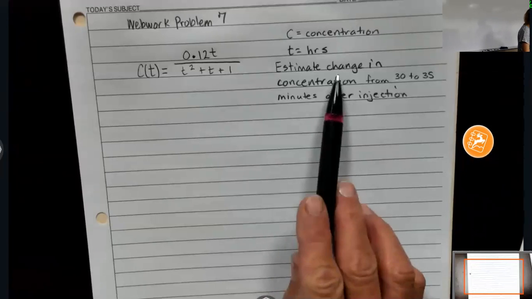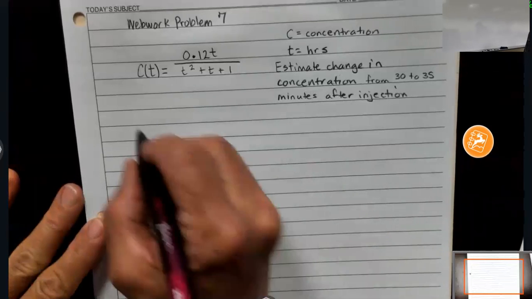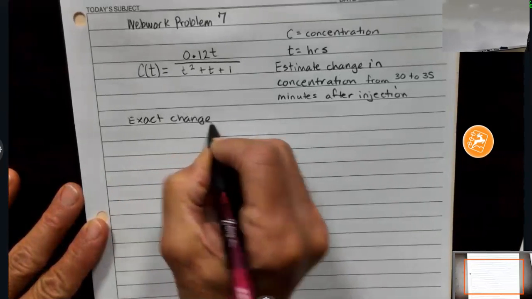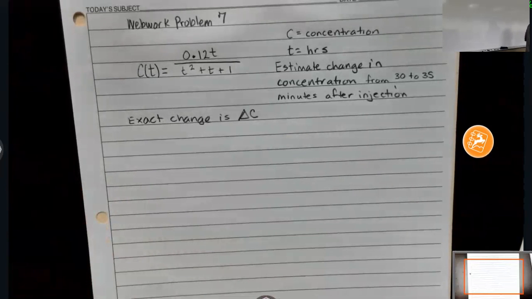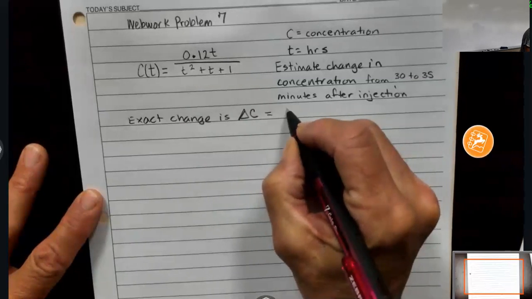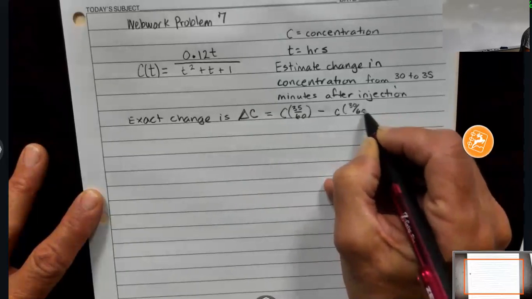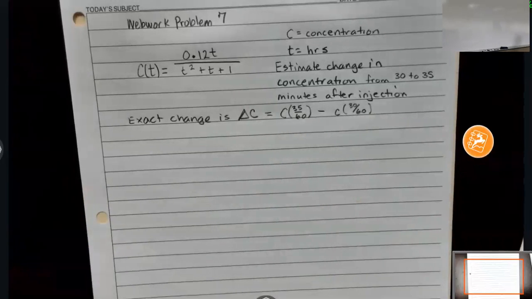We're estimating the change in concentration. The exact change in concentration is denoted delta C. We could get the concentration in 35 minutes by plugging in the 35 over 60 for t. Then we can get the concentration in 30 minutes by plugging in 30 over 60 for t, and that difference is the exact change. So that's given by C of 35 over 60 minus C of 30 over 60. But the difficulty in doing that is the calculations. Taking those numbers and squaring them, adding, multiplying by 0.12, dividing, gives you a messy number.